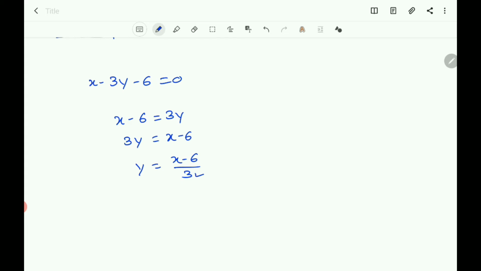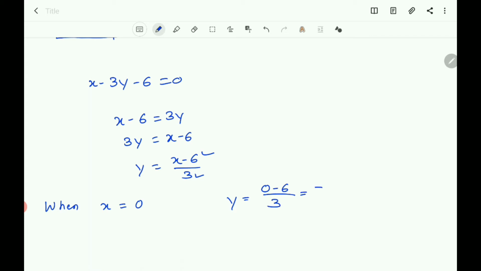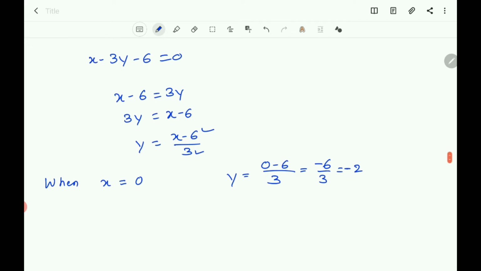Here in the denominator there is 3, which means you must get the multiples of 3 in the numerator. So here 6 is divisible by 3. Then you put x equals 0, or x equals 3, x equals 6, like this way. So you take when x equals 0, y is equal to (0 minus 6) by 3, that is minus 6 by 3. So here you got y is equal to minus 2.